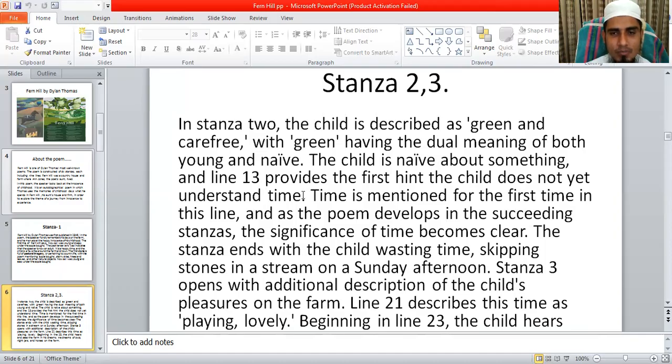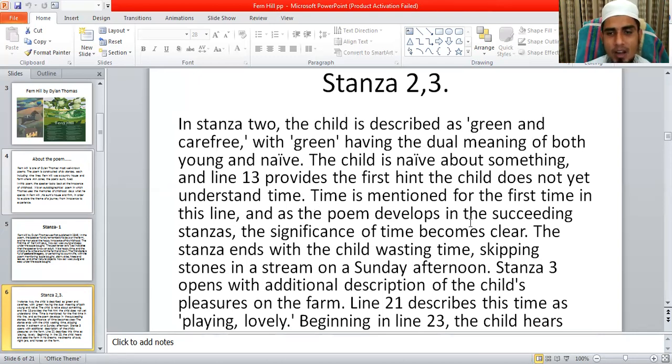So in the second stanza, he tries to express that in his childhood, normally children never think about time, never imagine about time. So the child also does not yet understand about time. Time is mentioned for the first time in line number 30.